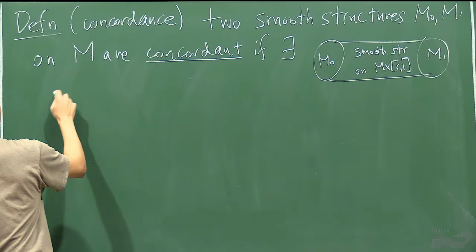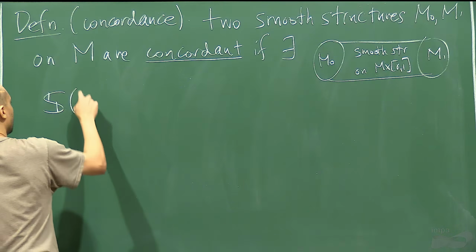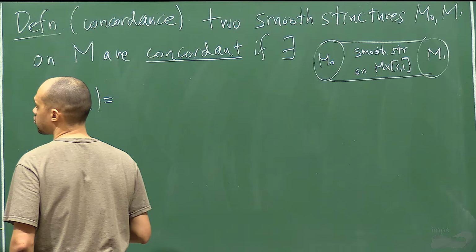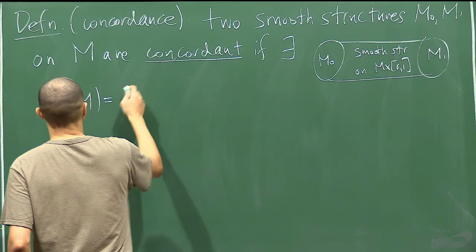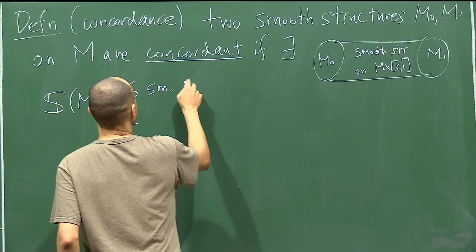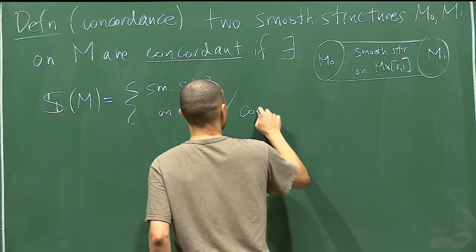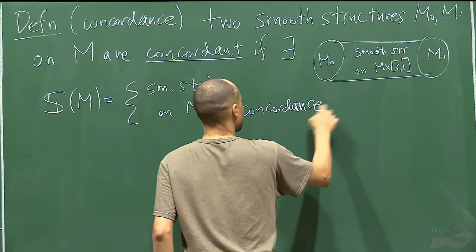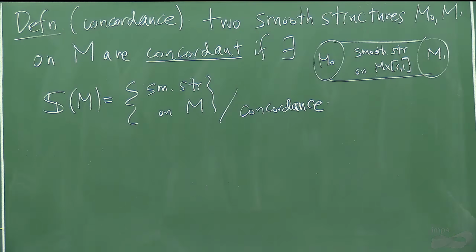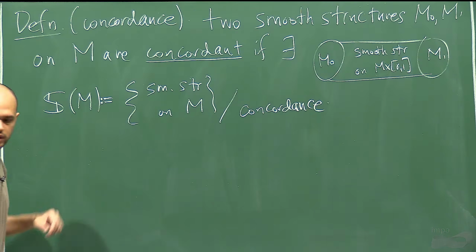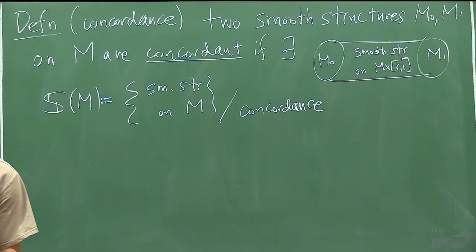We'll define S of M to denote smooth structures on M up to concordance. Concordance gives you an equivalence relation, which is easy to check. And this S of M will be easier to understand, but still not easy.